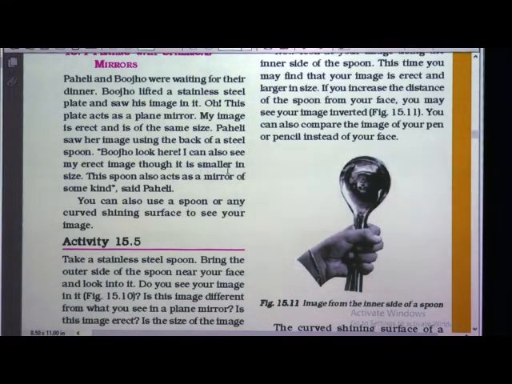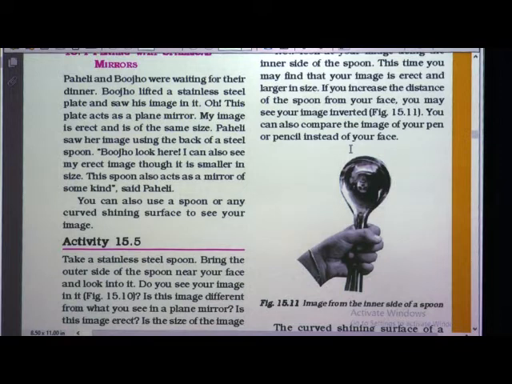So, what did Paheli do? She saw her image in the back of a spoon, and what she observed is that she is able to see her image in that spoon, but that image is smaller in size. So, this spoon also acts as a mirror of some kind, said Paheli. So, you can also use a spoon or any curved shining surface to see your image. So, what is given here?